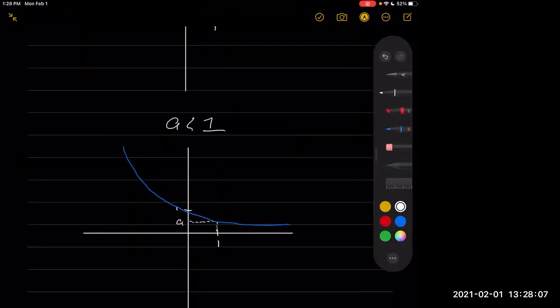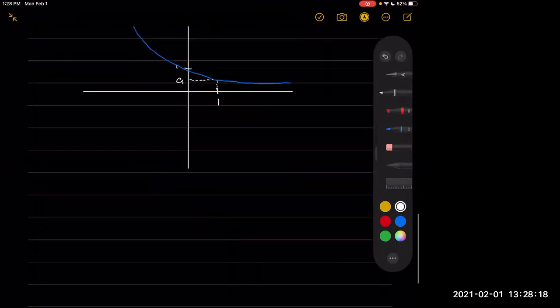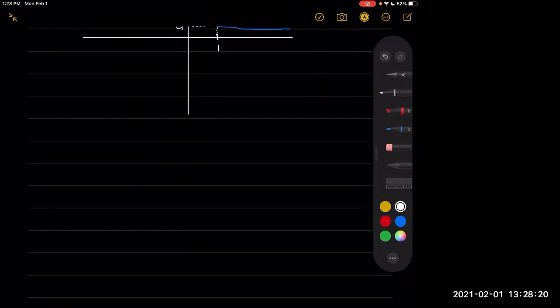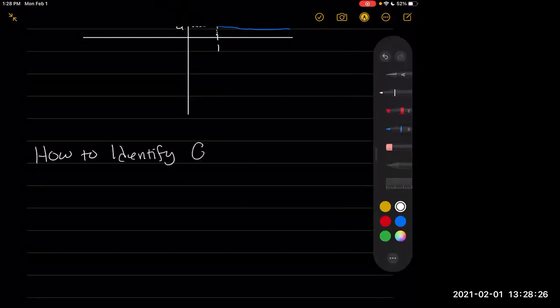All right, and then moving forward, we're going to look at how to identify graphs of exponentials, and then know the function from there.